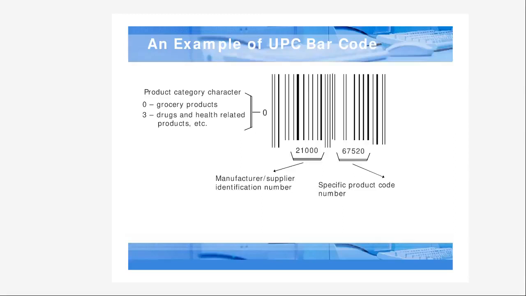ओके, सो 0 एक एग्जांपल दिया गया है. देखो, 0 इज रिलेटेड टू योर ग्रोसरी प्रोडक्ट्स, 3 is for drugs and health related products. Like some of the numbers are used in the bars, and those are easily readable by the barcode reader. बारकोड reader से हम इसको find out कर सकते हैं. So to detect the bars, we use this device. For that, it is called a barcode reader. Okay.